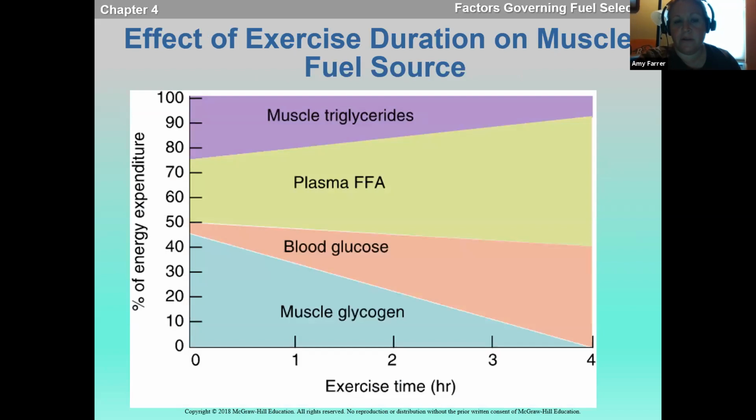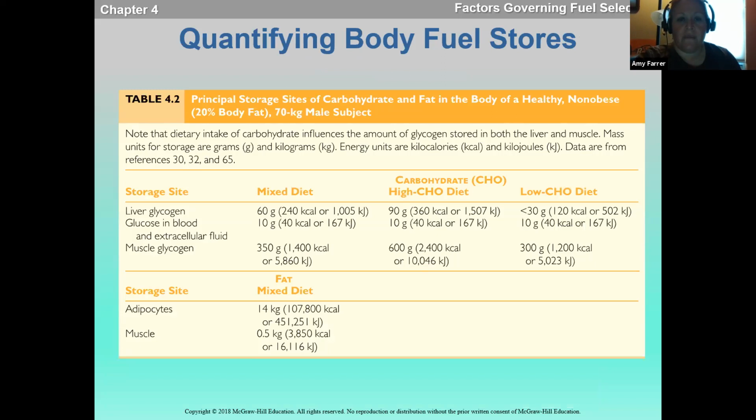So here's just another pictorial when we start looking at what kind of energy we're expending over time. You're going to see that muscle glycogen falls off. You're going to see blood glucose maintain through the duration. You're going to see an increase over time in the reliance on the plasma FFAs, whereas there's going to be less muscle triglycerides the longer the activity goes. So, quantifying our body fuel stores, it's what do we take in versus what we are looking for. So, give you some levels.